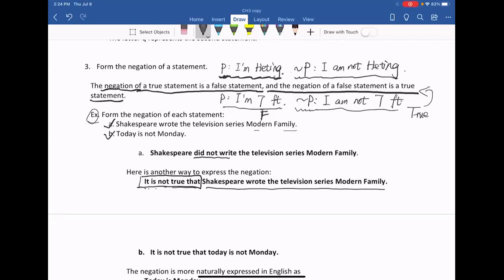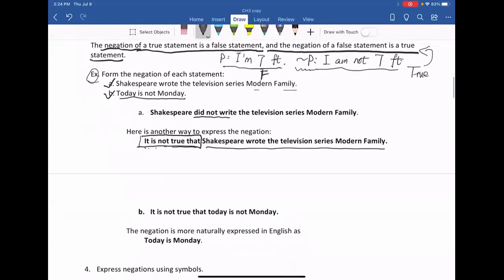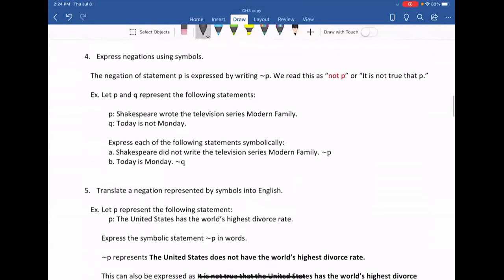Okay, next one, B. Today is not Monday. We have two ways to express the negation of this statement. The first one, I can use, it is not true that today is not Monday. Another way is, today is Monday. Let's move on to part 4.